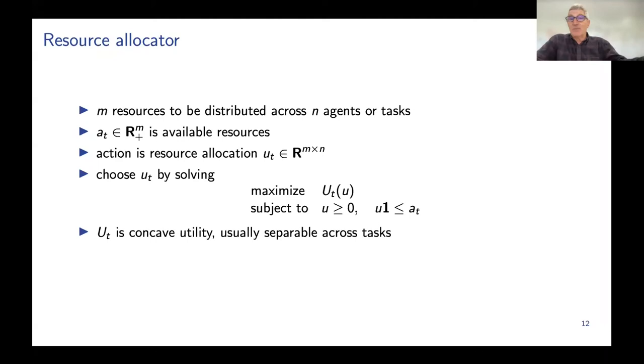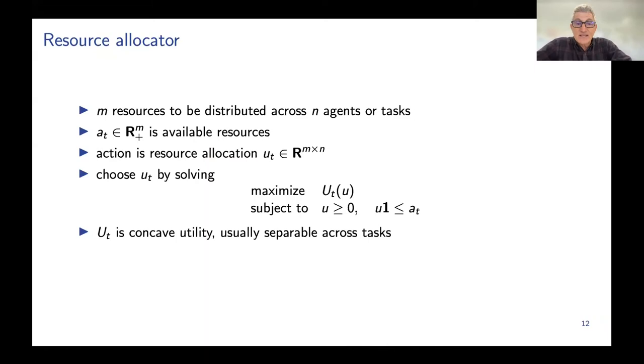The amount of memory you're going to allocate to each of them, this sort of stuff. You have available resources, which can be changing with time and also unexpectedly. And the action is a resource allocation. That's a matrix. And what it does is it tells you how much of each resource you allocate to each agent or task. So that's the idea there.